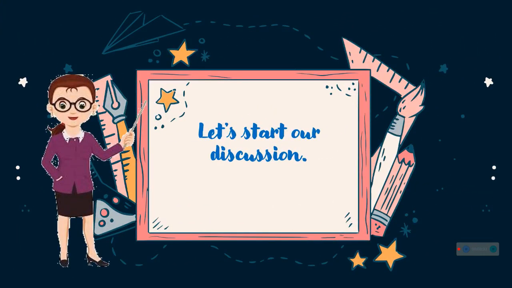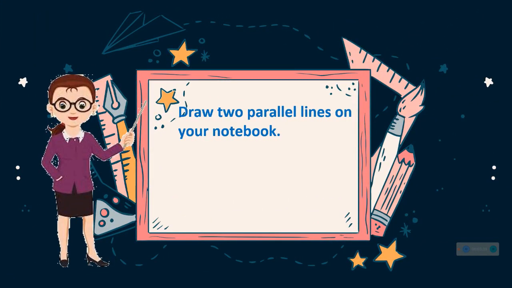Okay, so let's start our discussion. I hope you already have your notebook, pen and ruler beside you. So you are going to draw parallel lines on your notebook. I hope you can still remember parallel lines. I also have my drawing here of two parallel lines. Parallel lines can be in this form, or maybe vertical or maybe diagonal, as long as the two lines do not meet and are on the same plane, so they are parallel lines.